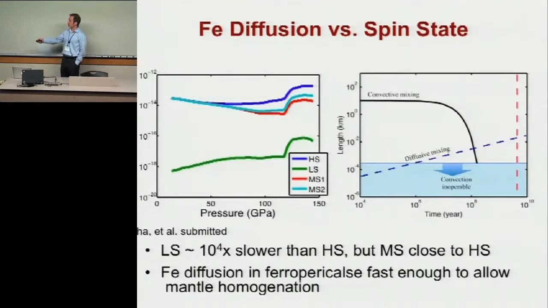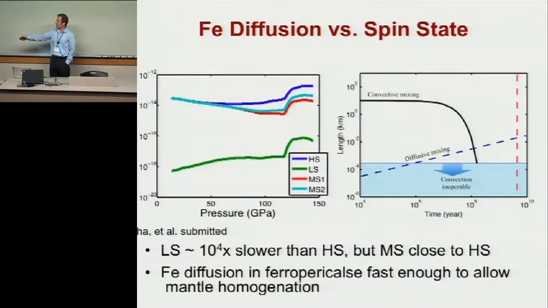This is a calculation of the diffusion constant of iron in ferropericlase, including the spin transition effects. And this is, again, on the geotherm as a function of pressure, so we're changing both pressure and temperature here. What you can see is that high spin iron has a relatively flat profile. Low spin iron is dramatically slower, about 4 orders of magnitude. Also, well, has maybe an order of magnitude or 2 of change.